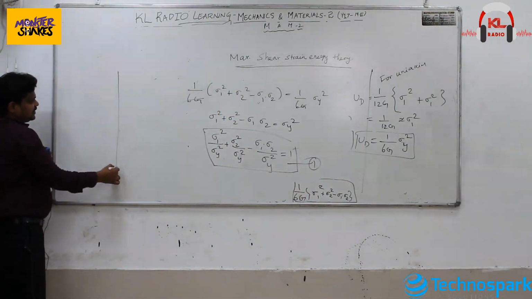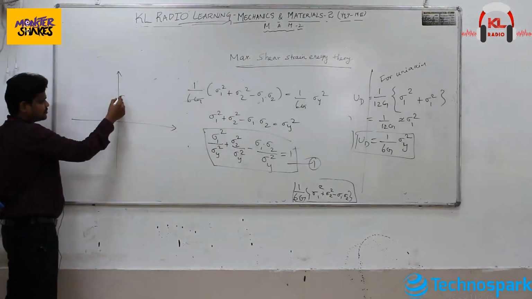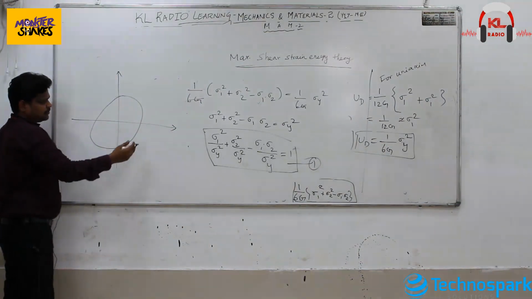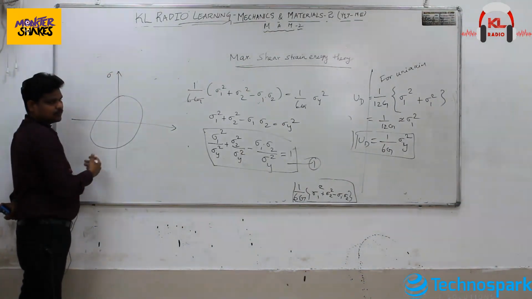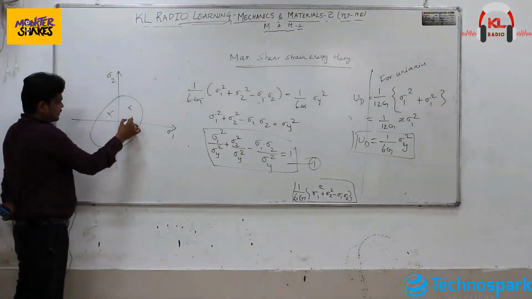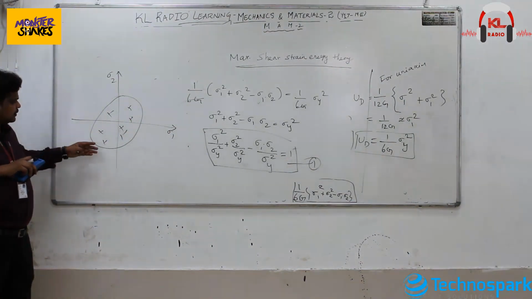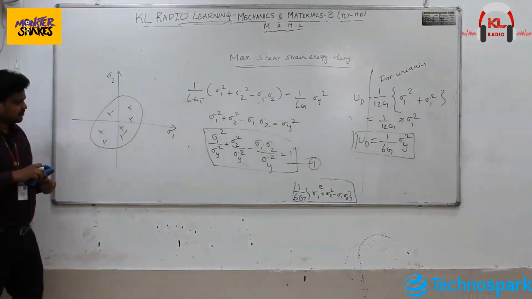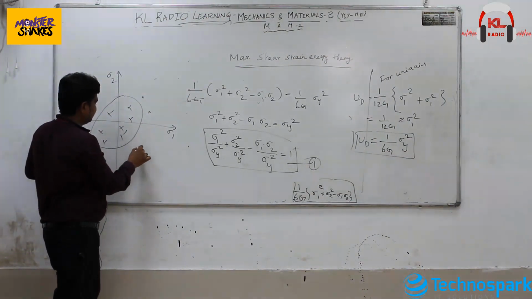So the region of safety for von Mises stress theory is again an ellipse with the given parameters, drawn using the terms which we have derived. For sigma 2 and sigma 1, the stresses which fall inside this boundary are said to be safe, and those which fall outside are said to be failure.